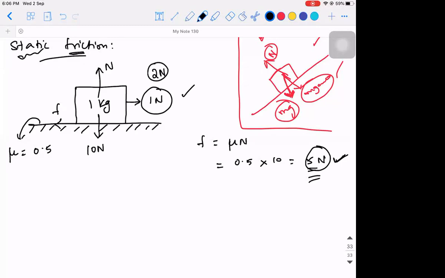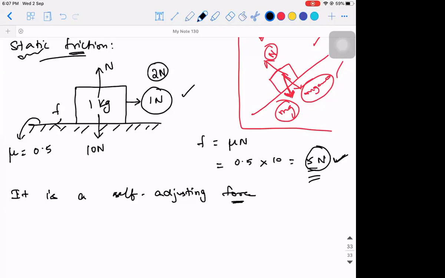There are certain important points with respect to static friction. Write it down: it is a self-adjusting force. I'll explain the meaning of it. We call it a self-adjusting force because, till I apply the maximum value of friction that I need to overcome to move the block, it is able to adjust itself according to the external force.